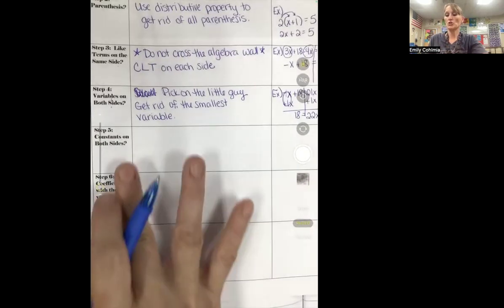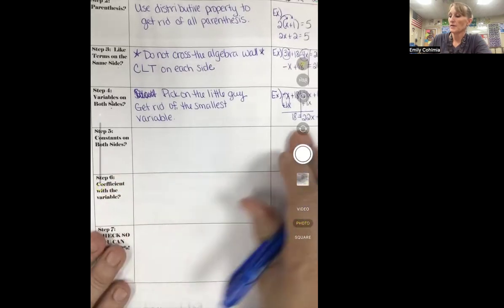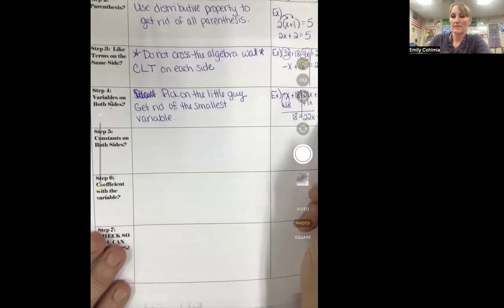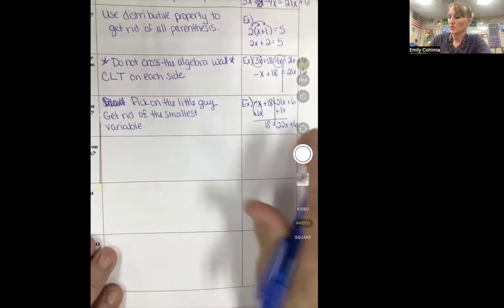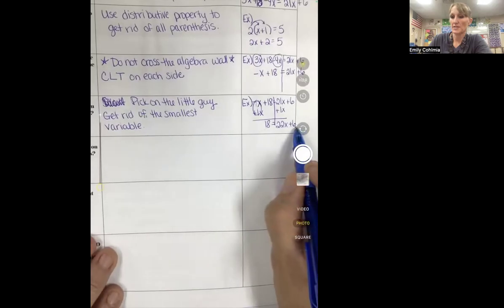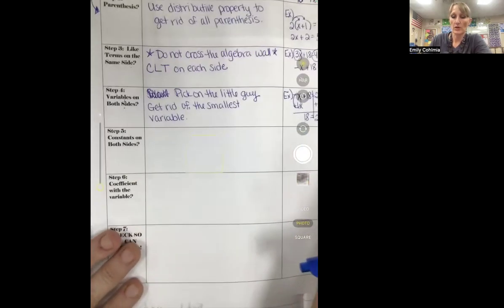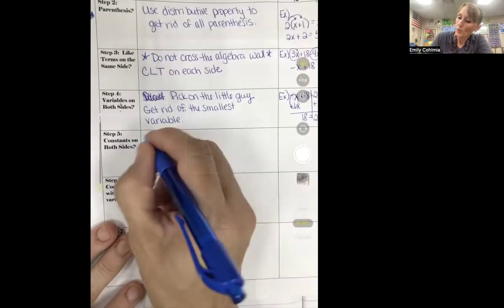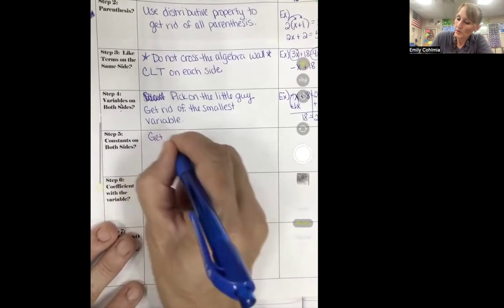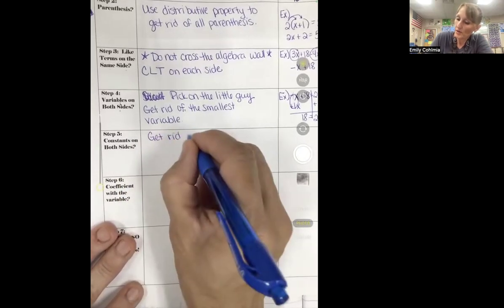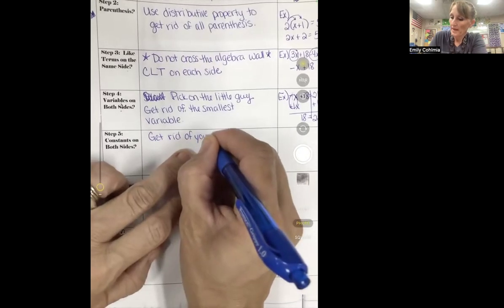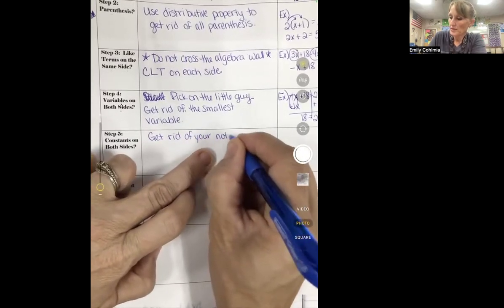So the next question says, do you have constants on both sides? Over here, I have a constant 18 on the left side and a constant 6 on the right side. So yes, we have constants on both sides. We are going to get rid of your best friend, or your not so best friend.